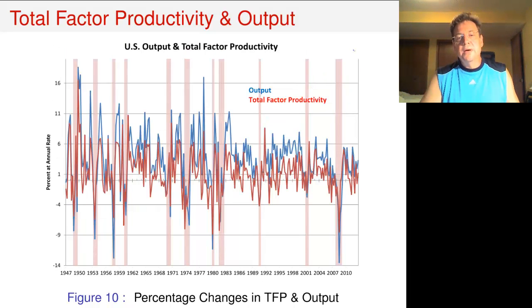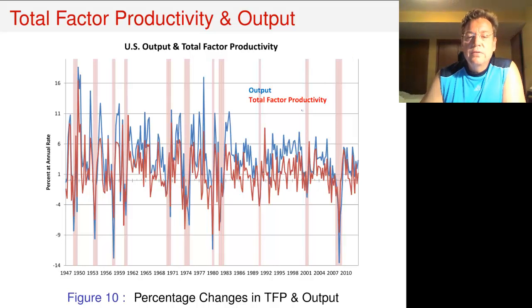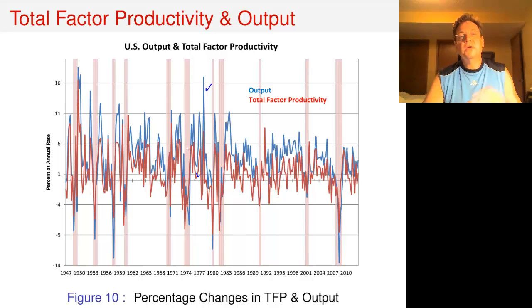A second point about TFP that I've also emphasized is that there's this very high correlation between TFP and GDP, and that, as you can see, these blue lines, which are output, are more volatile than the red lines. So there's something in the economy that takes total factor productivity and amplifies it into output.